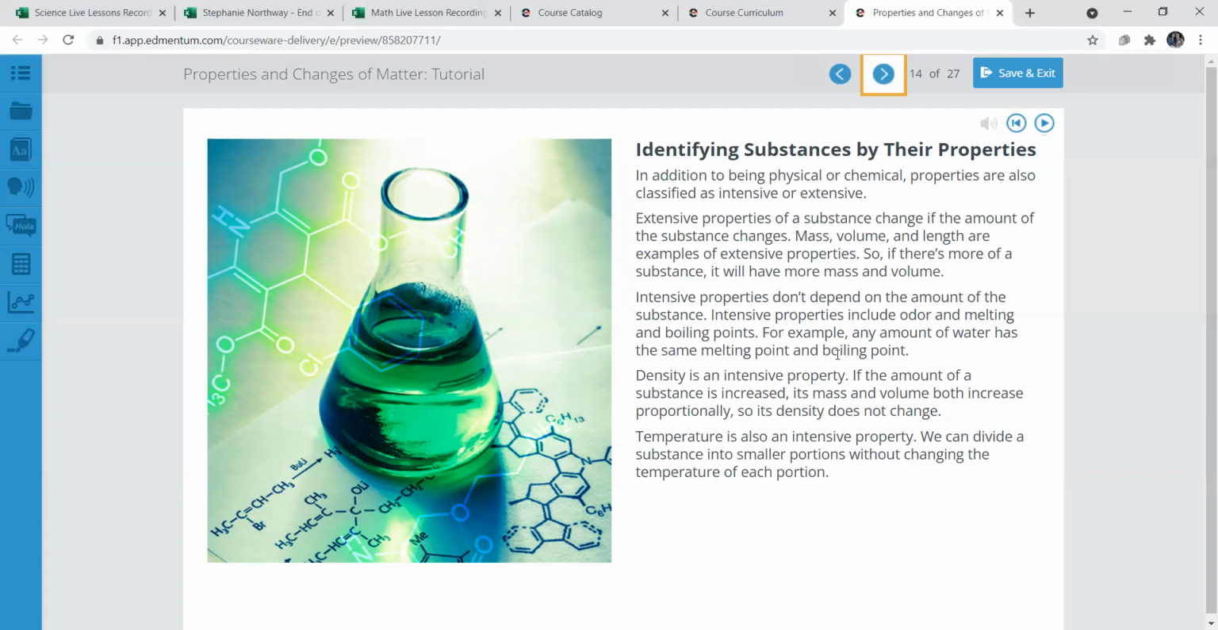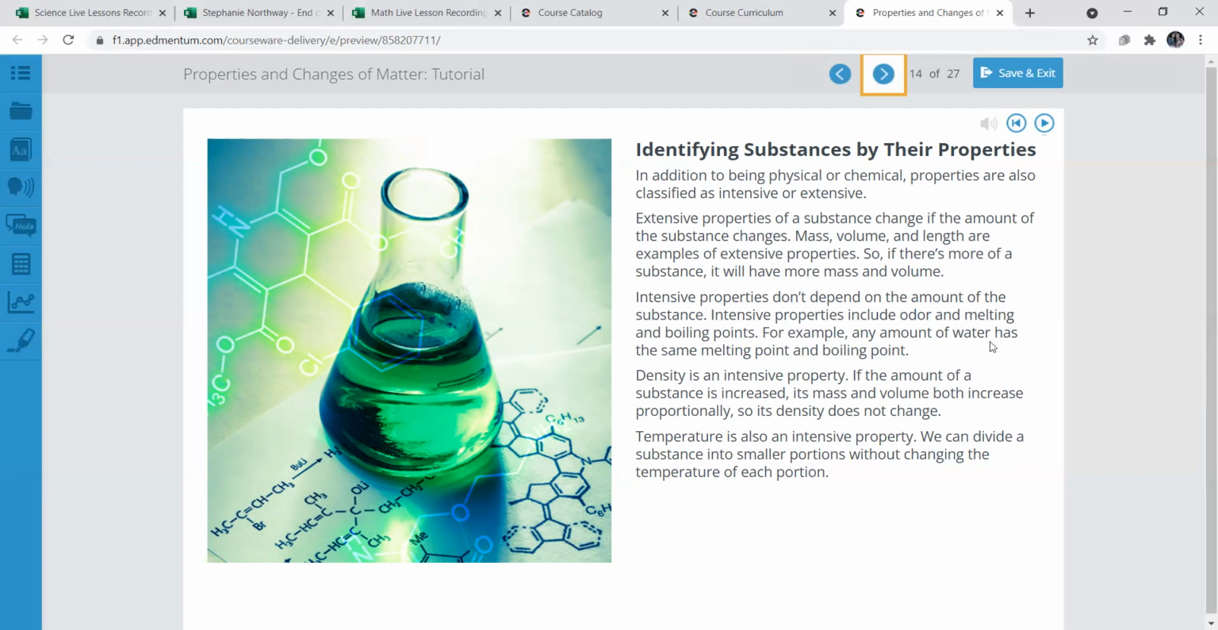Intensive properties don't depend on the amount of the substance. Intensive properties include odor, melting points, and boiling points. Again, that likely wouldn't change with the amount of the substance. As it says here, any amount of water is always going to have the same melting point and the same boiling point. Any amount of tin, like we saw on the other slide, will have the same melting point.